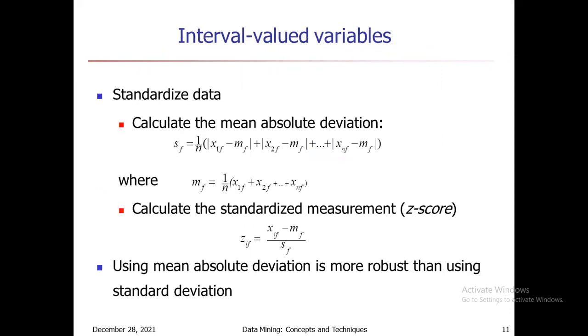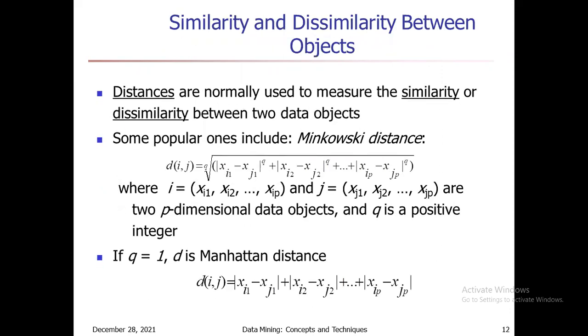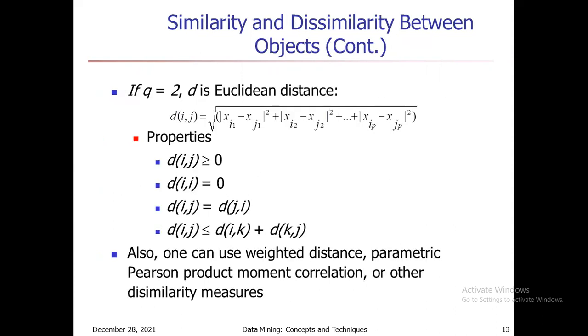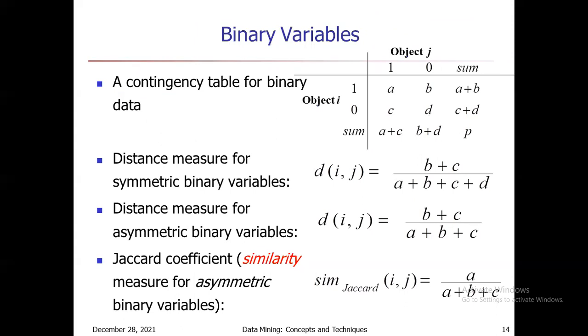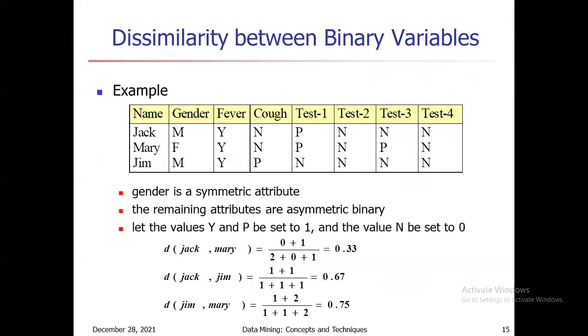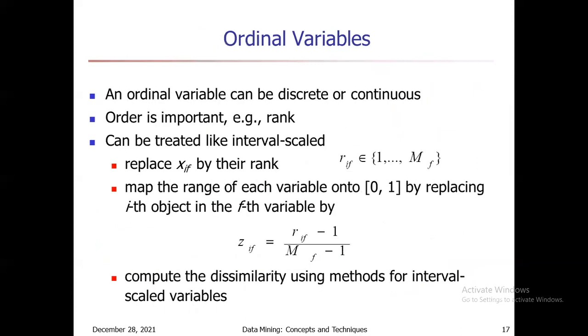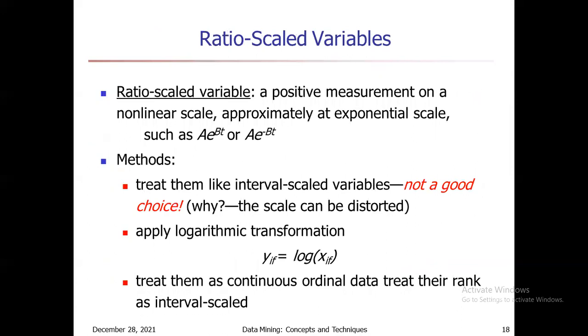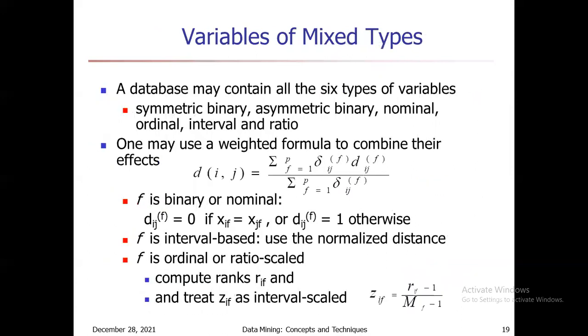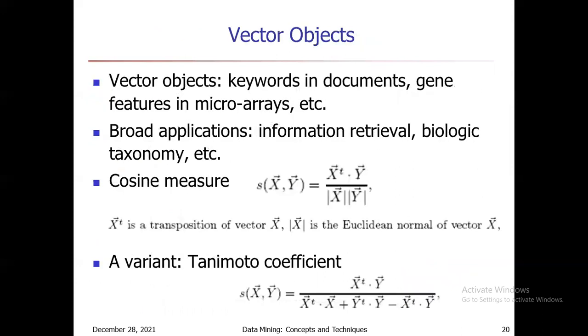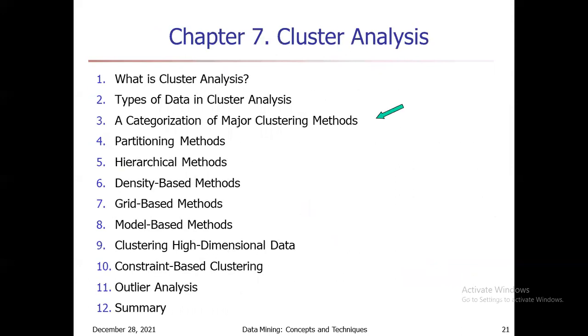So these are the interval valued variables. Already we have covered all these, the similarity and the dissimilarity between objects. So these are the binary variables, and the dissimilarity between binary variables. Again the nominal variables, ordinal variables, okay, the ratio scaled variables, and then variables of mixed types, vector objects. Okay, all these points we have covered in the previous lecture here.